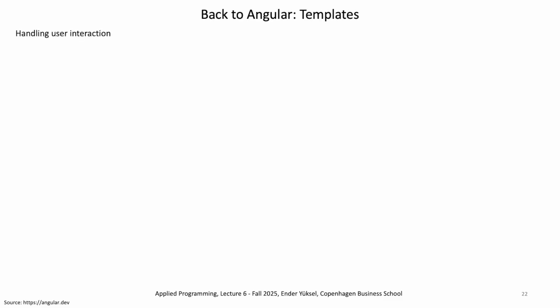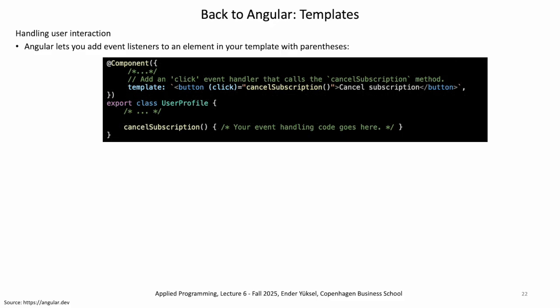Handling user interaction. Angular lets you add event listeners to an element in your template with parentheses. This code is an Angular component code snippet that demonstrates event binding. Let's break it down. The template property contains the HTML that will be rendered. Here it is an inline template using backticks.